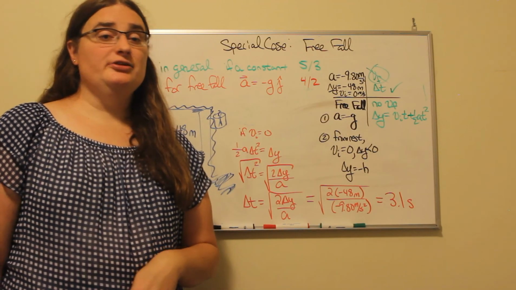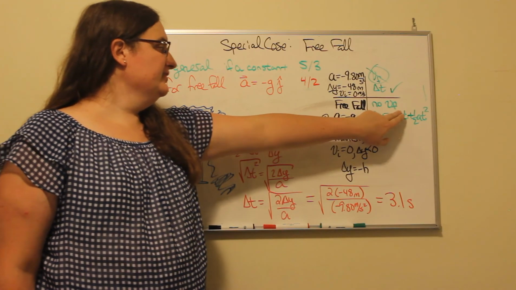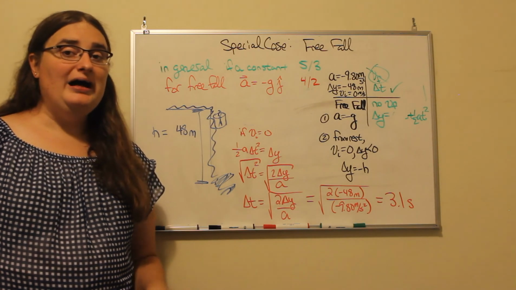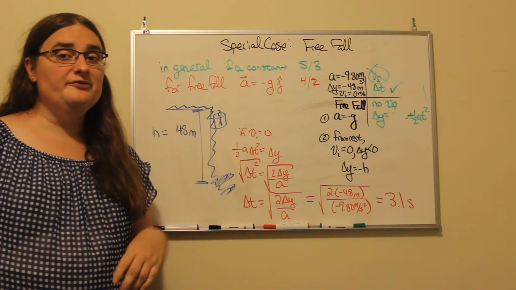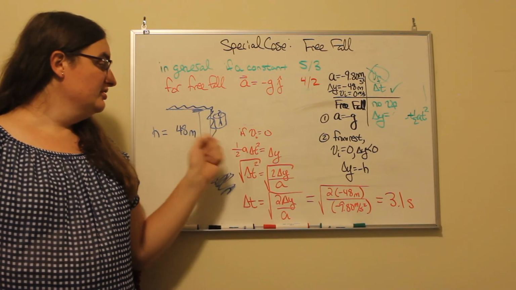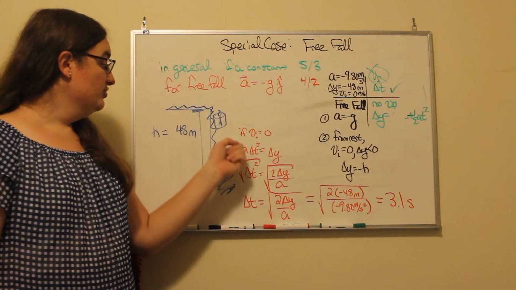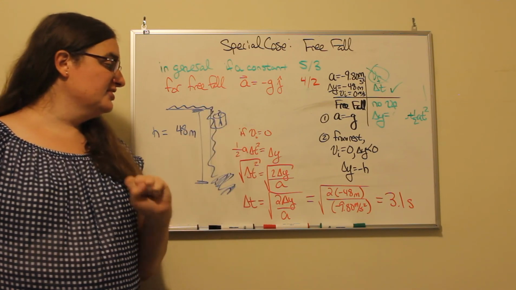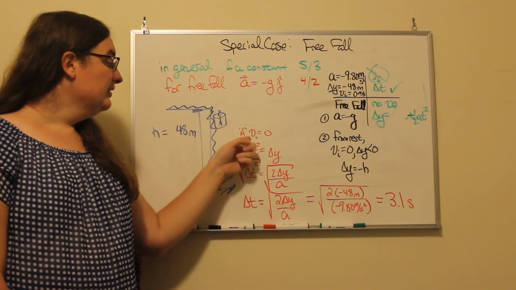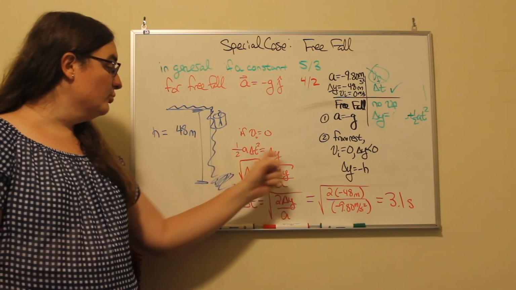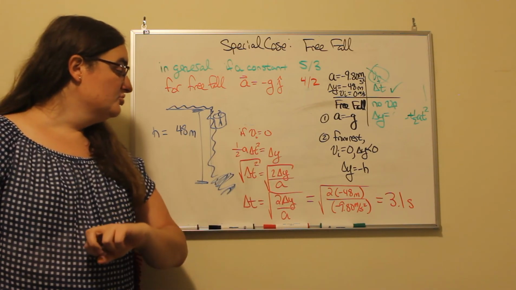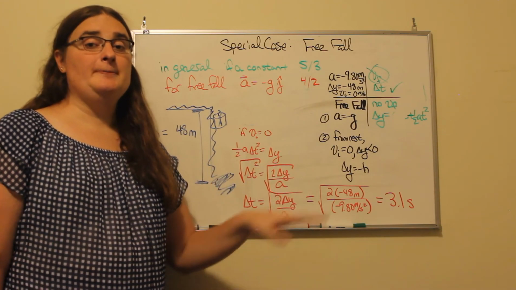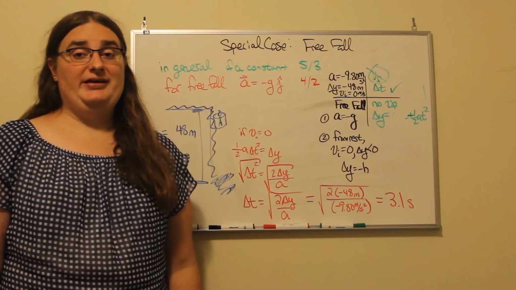Initial velocity is 0. So if our initial velocity is 0, that first term goes away, and we have delta y is equal to 1/2 times our acceleration times time squared. To solve for time, I multiply both sides by 2, I divide both sides by my acceleration, and then to undo the square, I take the square root of both sides. So my time is going to be the square root of 2 times my displacement divided by my acceleration.